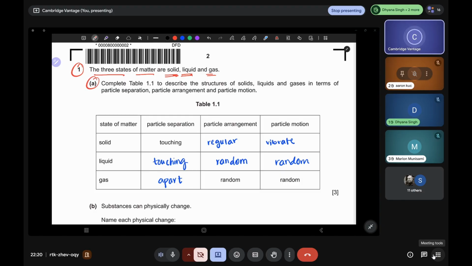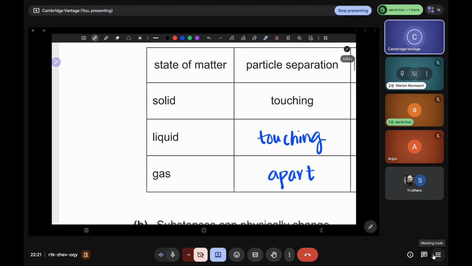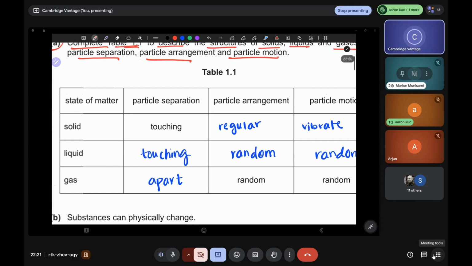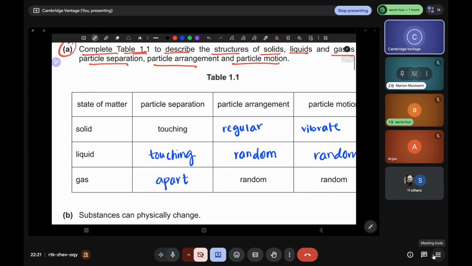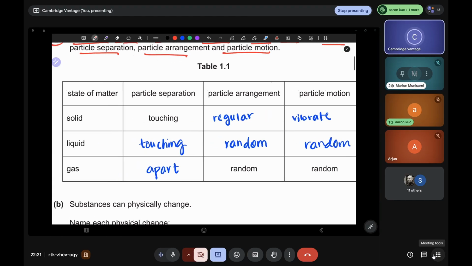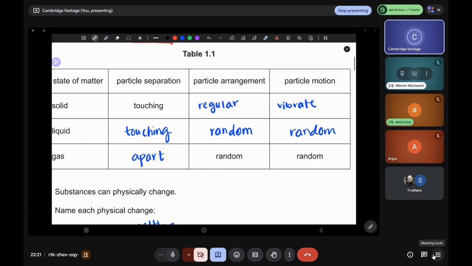Question 1a. Complete table 1.1 to describe the structures of solids, liquids, and gases in terms of particle separation, particle arrangement, and particle motion. So we just have to fill up this table, and here's the thing. It's asking for the state of matter, solid, liquid, gases. Now some information is already filled up for us. For example, for particle separation, for solids, it said that the particles are touching. And then for particle arrangement, it wasn't there. For particle motion, not there. But for gases, particle arrangement and particle motion are given as random and random.